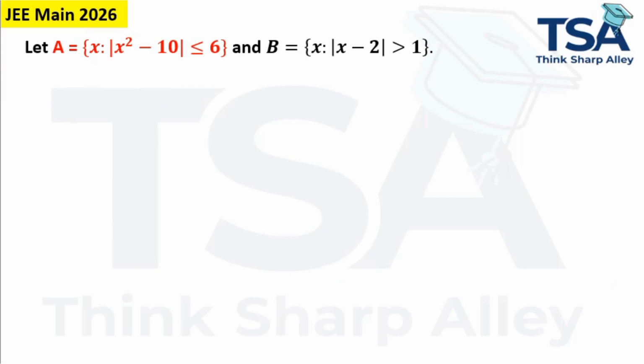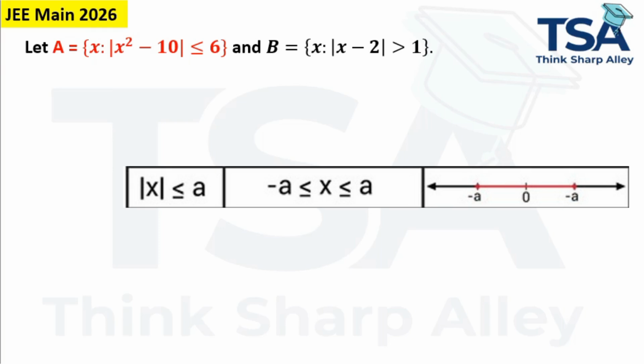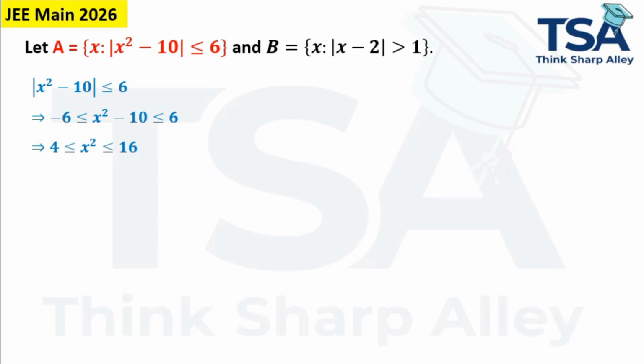To solve set A, we will first use the property number 7. So in our case, modulus x square minus 10 is less than equal to 6, which means x square minus 10 must lie between -6 and +6. Now if we add 10 to all sides, we get 4 less equal to x square less equal to 16. Now to find x from here, we need to take the square root of all sides.